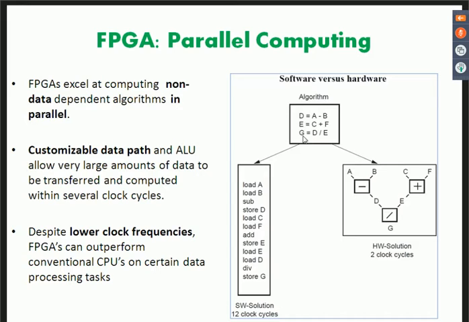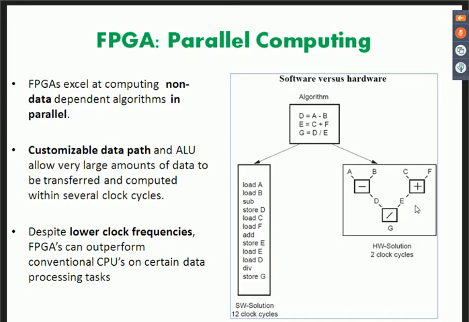But if you look at the G, it depends on D and E. That means G is not independent. G depends on D and E. That's why we cannot perform G parallelly. But here we can perform D and E parallelly. That can be done by using this FPGA.